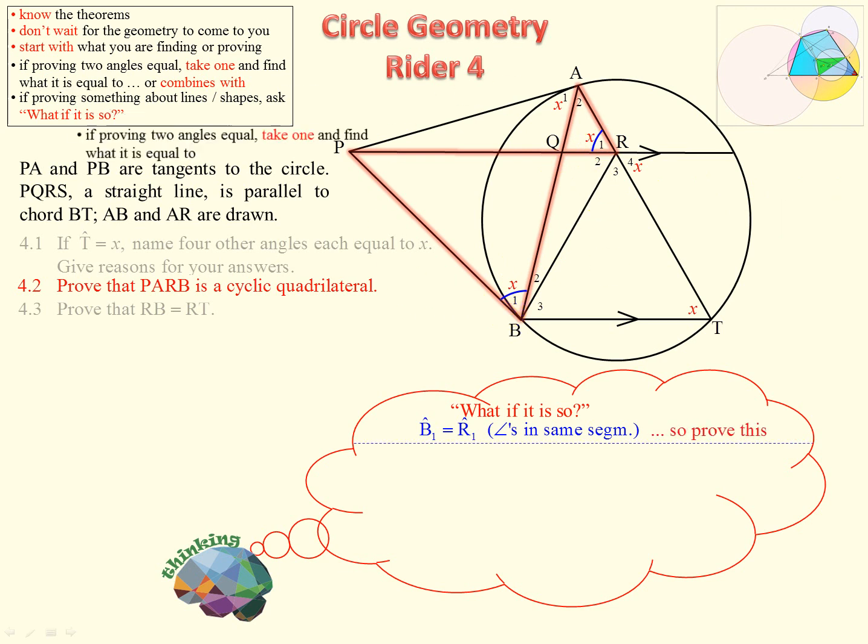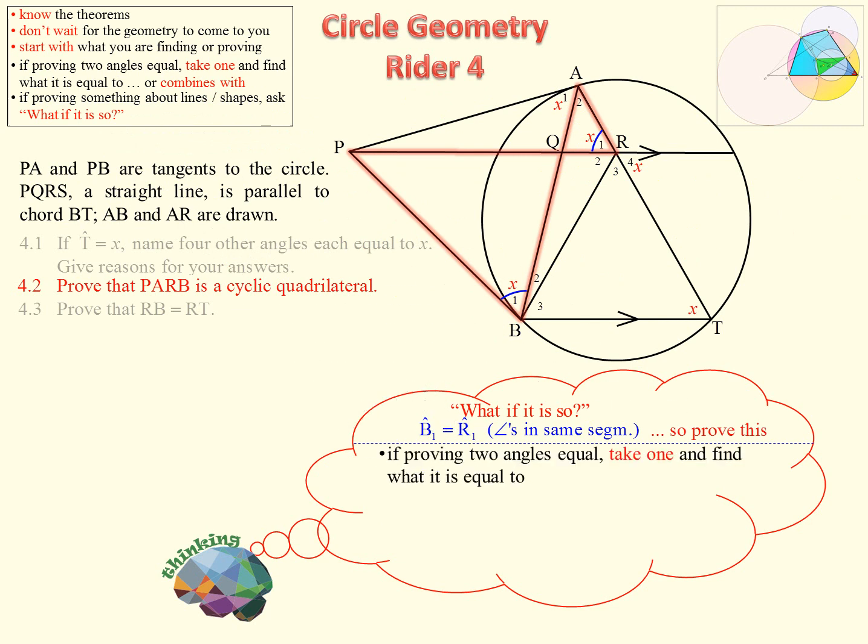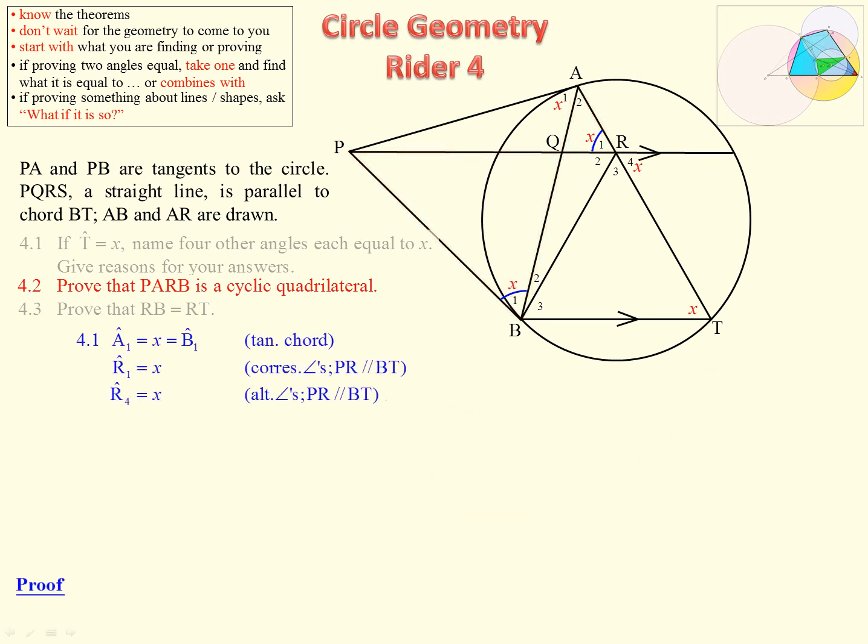We have to prove it, and if proving, take one of them and say, what is it equal to? Well, it's already proven. We already have both of these equal to X in the first place. So it's pretty straightforward. So our proof, A1 equals X equals B. Oh, that's the first one, sorry. Yes, there we are, 4.2. R1 equals X, which equals B1, and it's proven. Therefore, PARB is a cyclic quad, converse, angles in same segment.